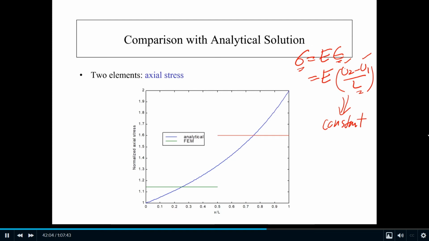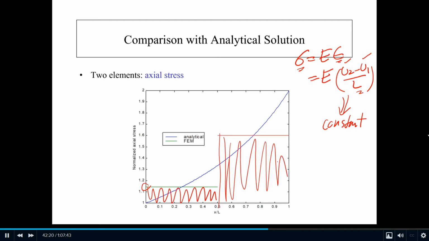So for this problem, if you look at element 1, the stress would be like this, constant, something like 1.1. For element 2, the stress would be equal to this, 1.6 something. You can compute that by yourself. We have a solution. Remember that this is normalized, so you have to normalize it the same way as we normalized the analytical solution.